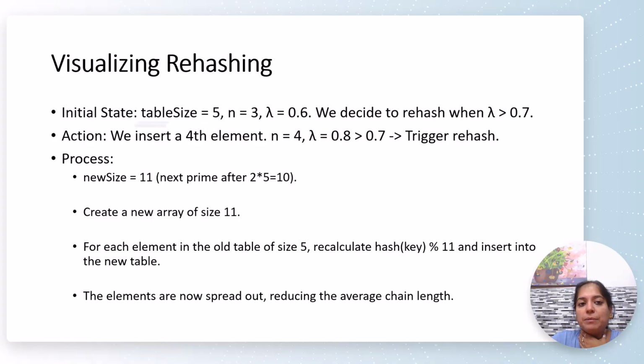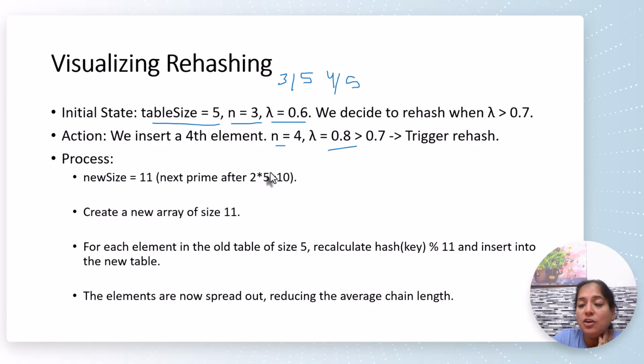Now, for example, let us say the table size is 5 and the number of values is 3, which gives a load factor of 0.6, or 60%, which is 3 over 5. We decide to rehash when lambda becomes greater than 0.7. Now it is 0.6, which is good. Now we need to insert a new value, so n becomes 4. So 4 over 5, my load factor, is 80%, which is greater than 0.7, which means we need to perform the rehashing.